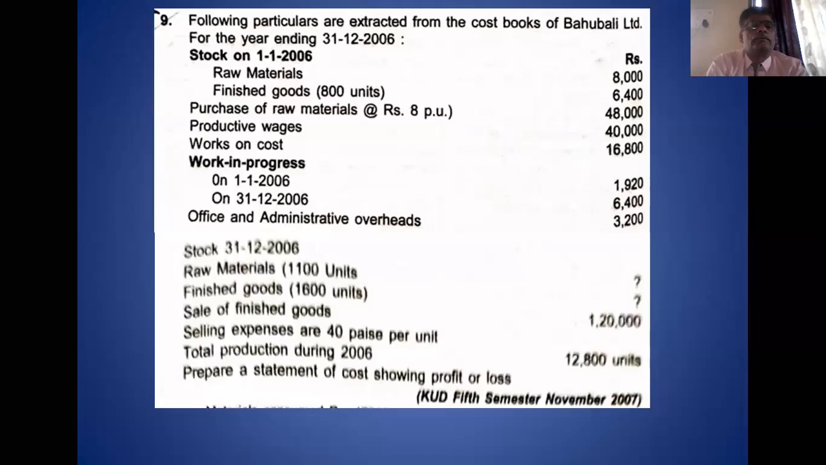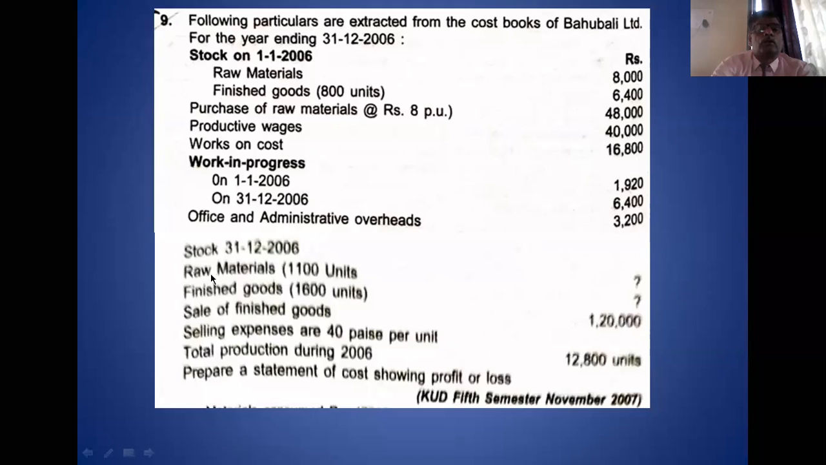Value is directly given. Then productive wage means direct labor. Work on cost means factory overhead. Work in progress, opening add, closing less in the factory overhead. Administrative overhead is the next item. Then stock on 31st December 2006.